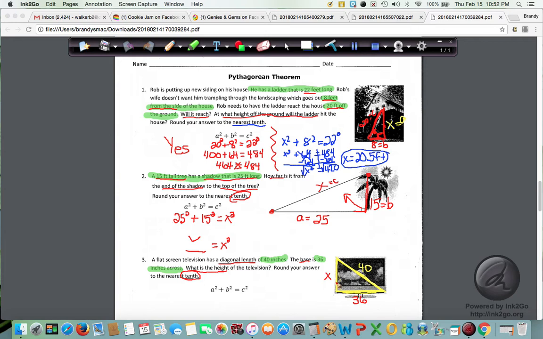Moving on. This right here is your right angle. All the angles of a rectangle are right angles, so there's your right angle. The first thing you do is draw your arrow so you can figure out what is your C. In this case, our C is 40.